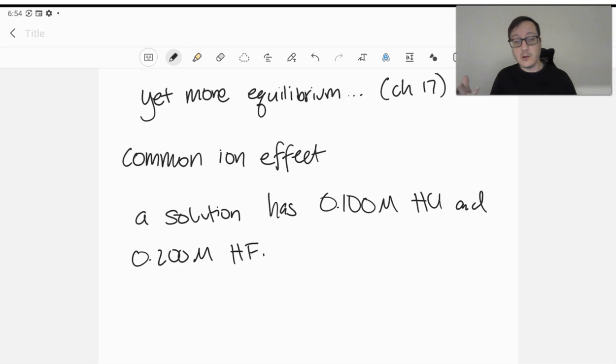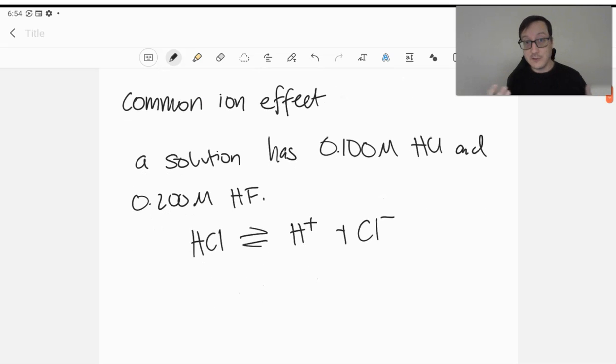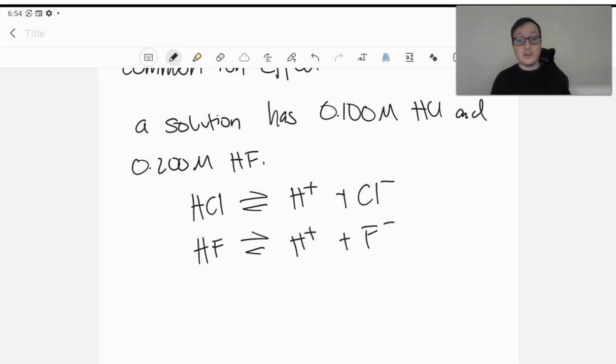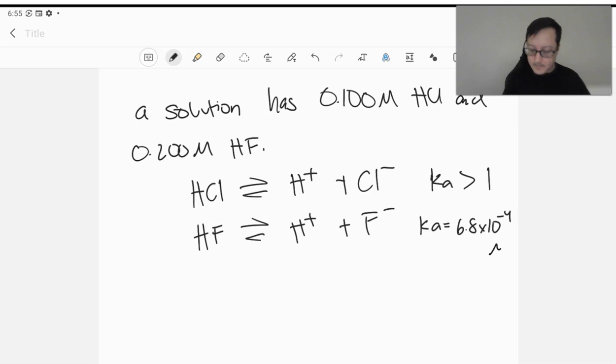We know the equilibrium constants of the dissociations of these. We have HCl breaking into H plus and Cl minus, the Ka for which is very large. We also have the second equilibrium for hydrofluoric acid, and we know that this one is a weak acid. Its Ka is much smaller than 1, and the Ka for this is 6.8 times 10 to the negative 4, thereabouts. We don't need the unit there.